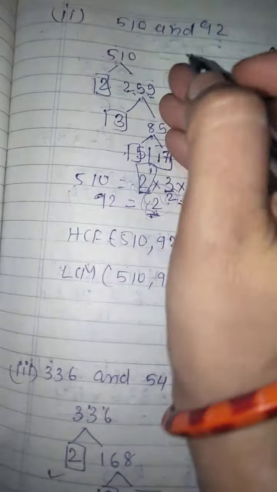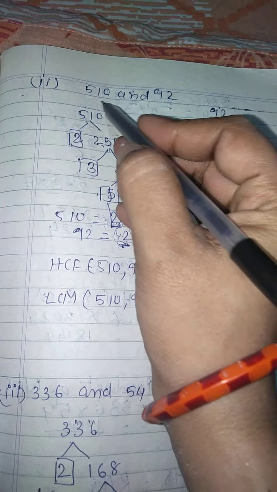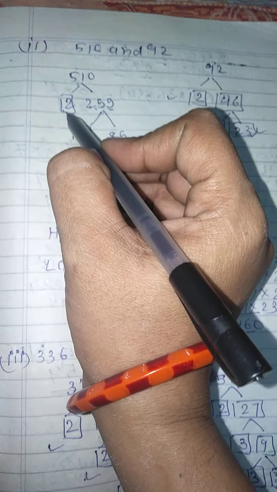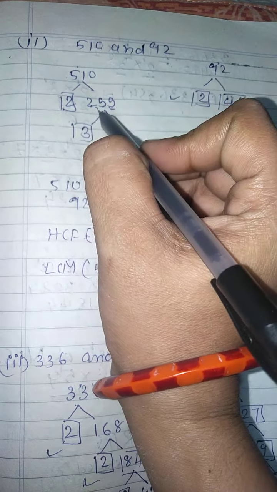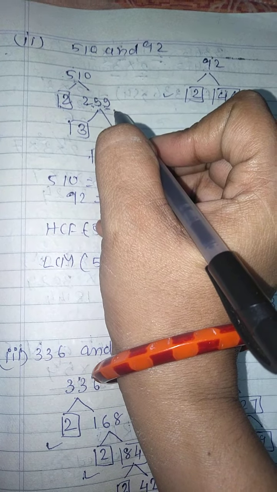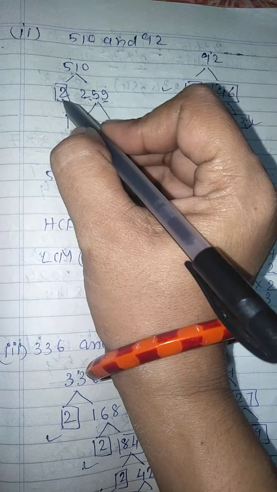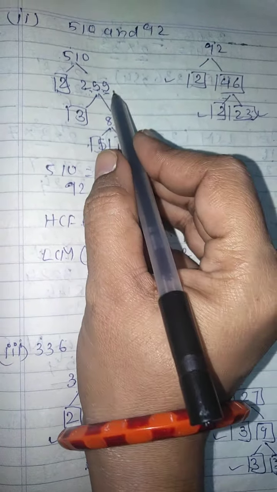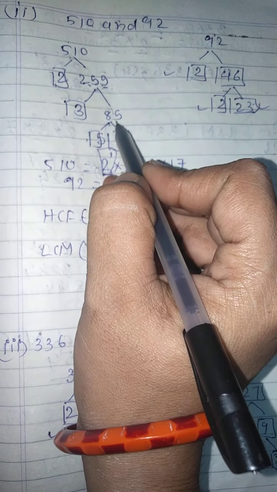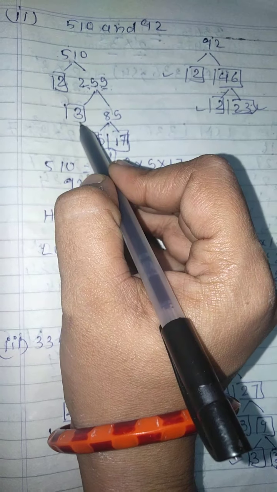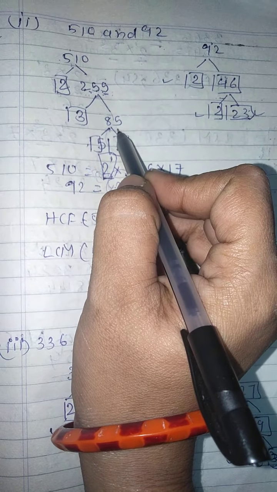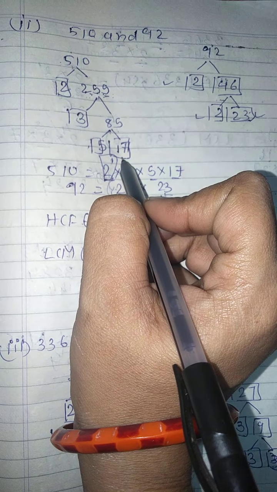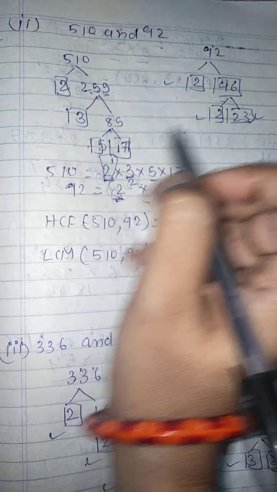Second sum the same way. We have to find HCF and LCM of 510 and 92. So first factors of 510, 2 255s are. Now 2 is the prime number, so we will factorize 255. So it will come in the table of 3. 3 85s are. 3 is prime, so we will factorize 85. It will come in table of 5. So 5 17s are 85. Both are prime, so we will stop here.